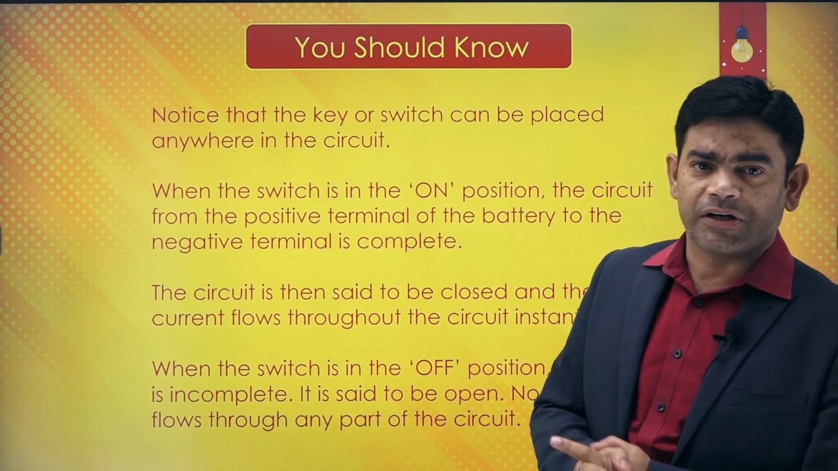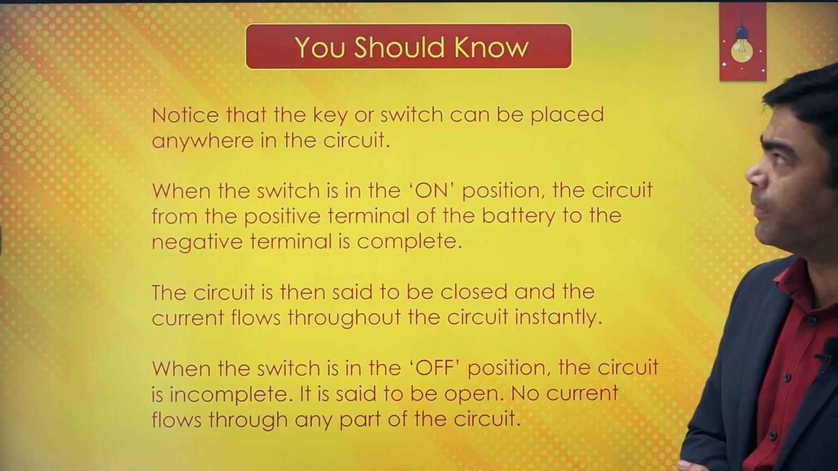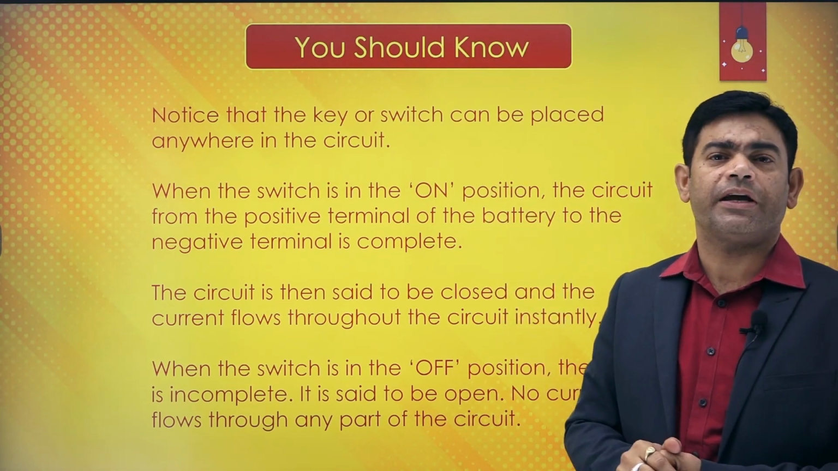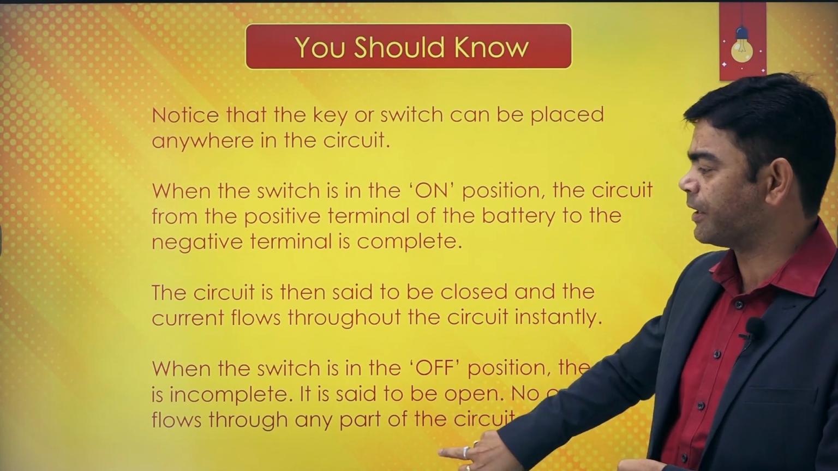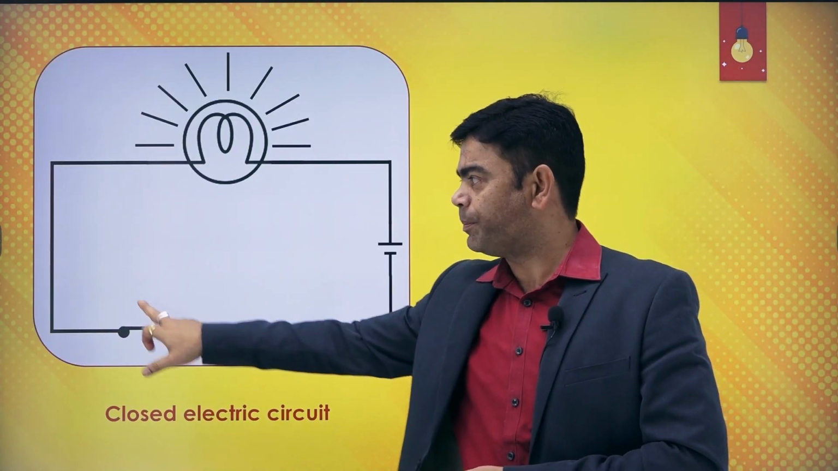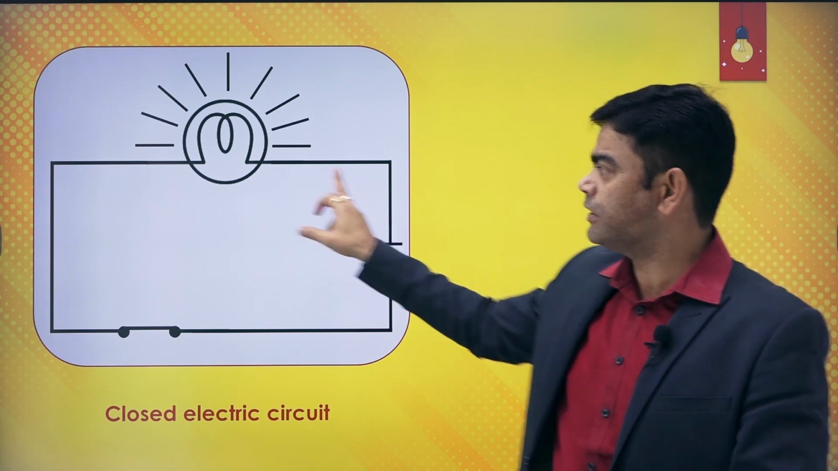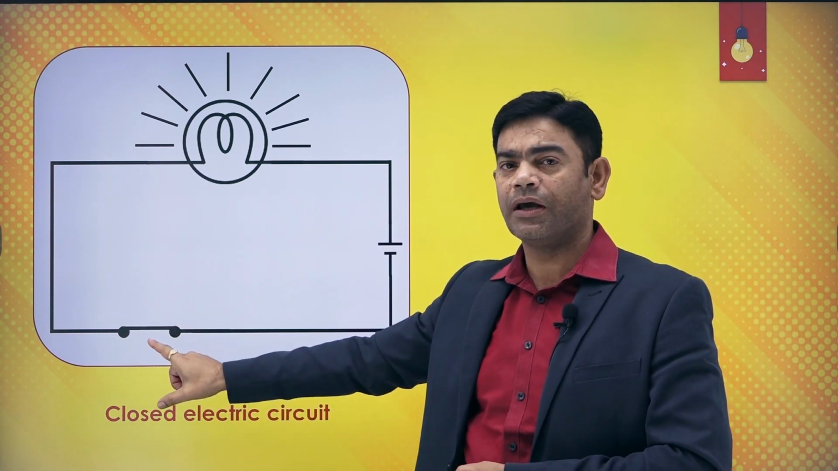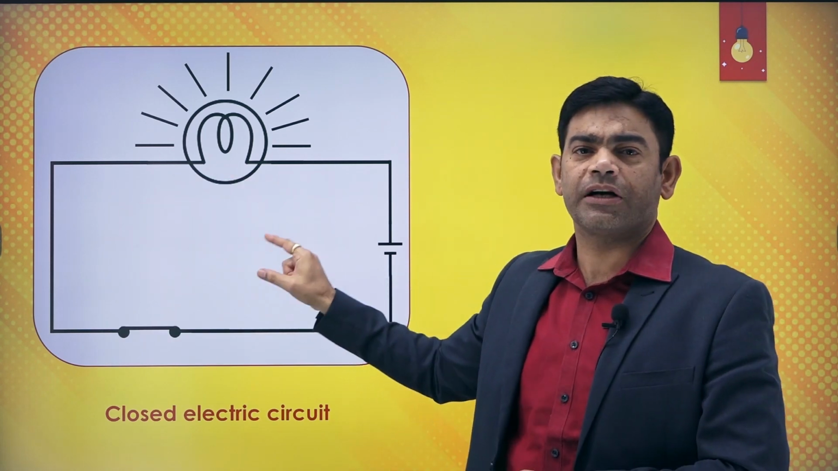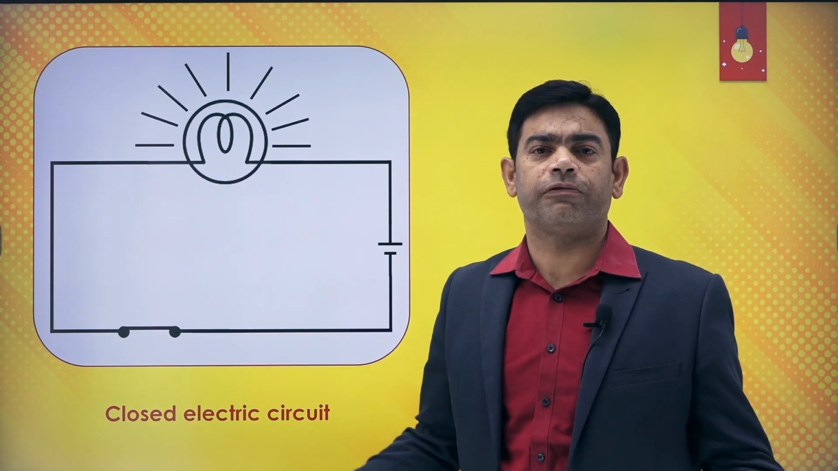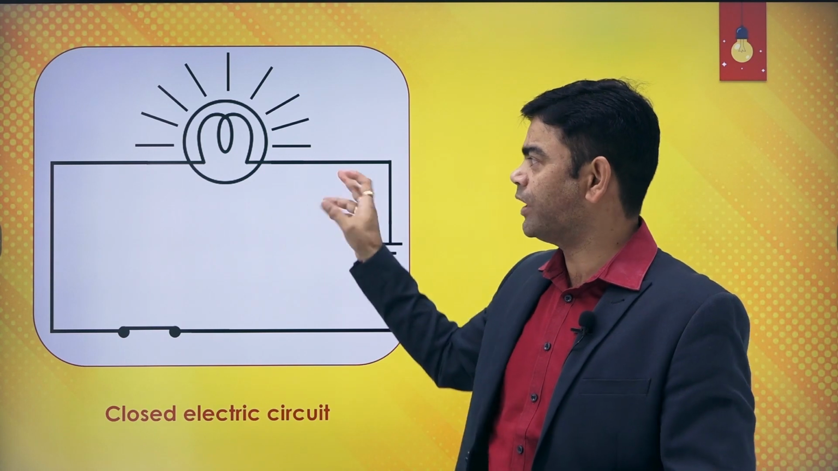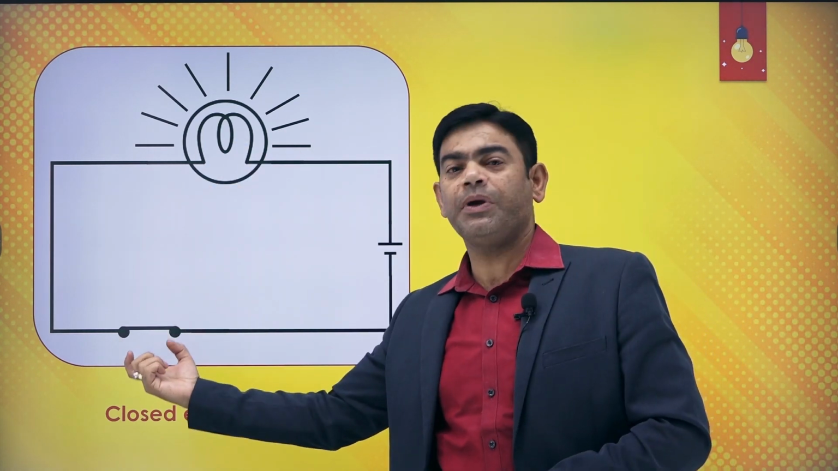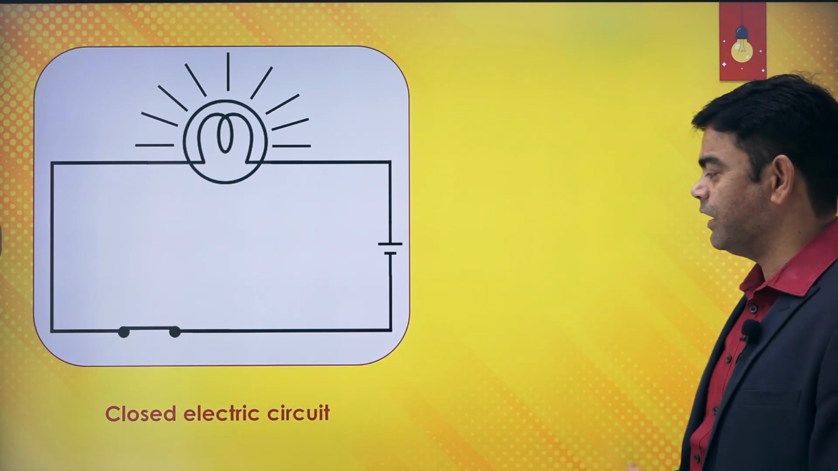Now in an electric circuit, there are some points you should remember. Whenever you draw a circuit diagram, this key over here I can place anywhere in the path. It's not necessary that it has to be here only. If my circuit breaks anywhere, my circuit is off. If the path is discontinued at any point, my circuit is off. So it can be at any place in the circuit.